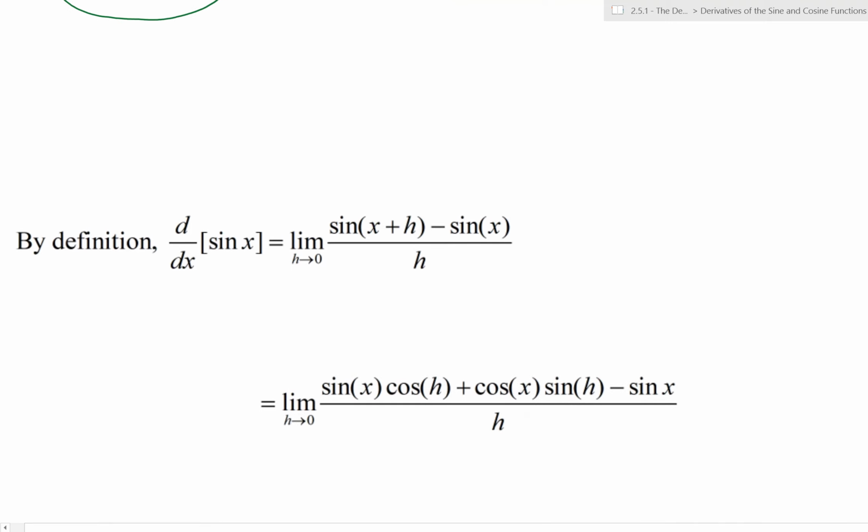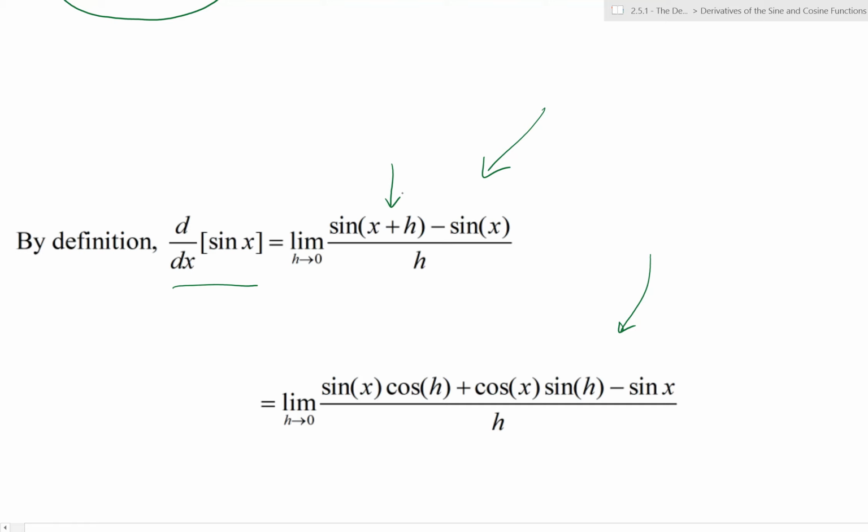By definition, the derivative of the sine function, sine of x with respect to x, is the limit as h goes to 0 of sine of x plus h minus sine of x over h. That's our limit definition right there. Now, what we're seeing in this step is a sine of a sum. Earlier we had sine of alpha plus beta, but right here we have sine of x plus h.